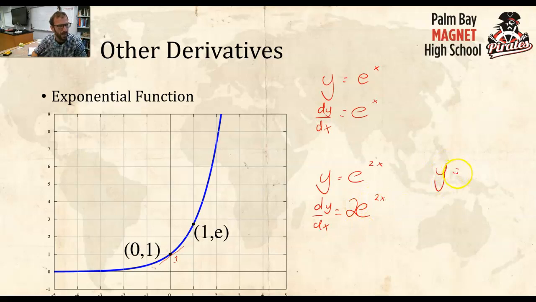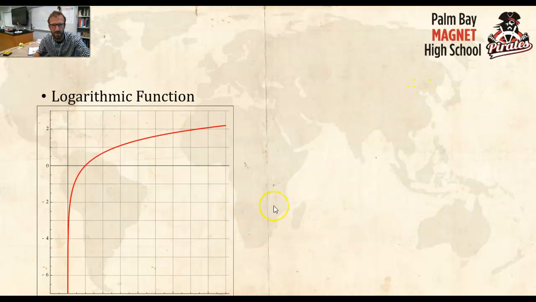So one last one, y equals e to the 2 pi x. Then dy over dx is going to equal 2 pi e to the 2 pi x. So that is the exponential function. Alright, what about logarithmic functions?